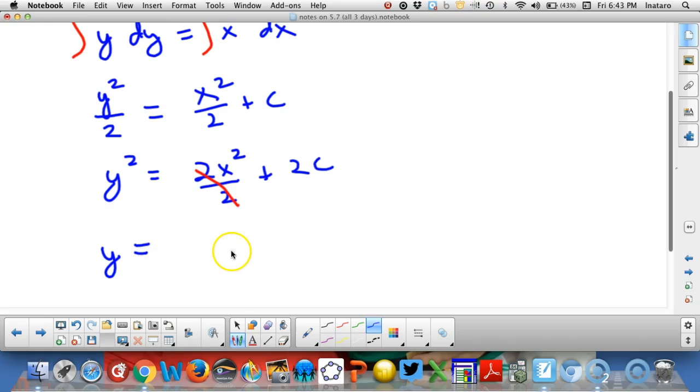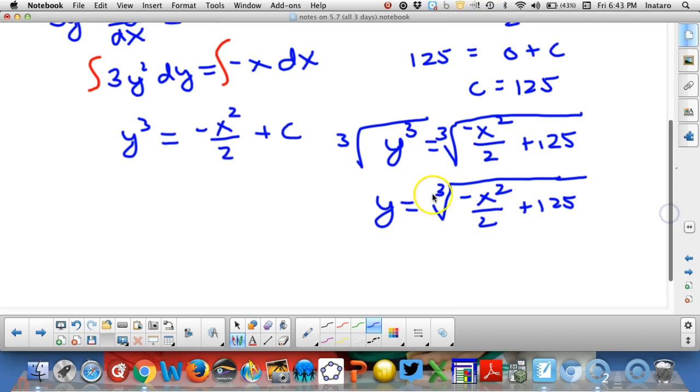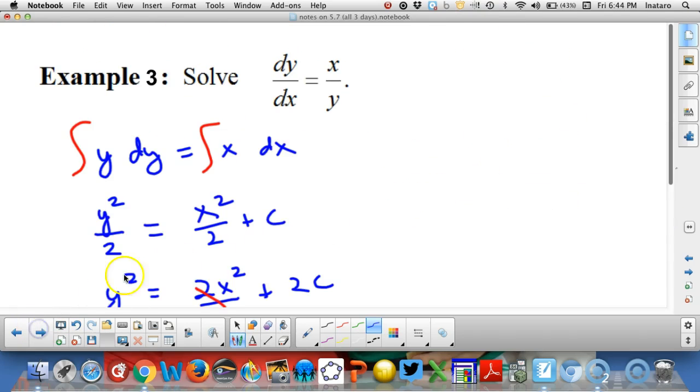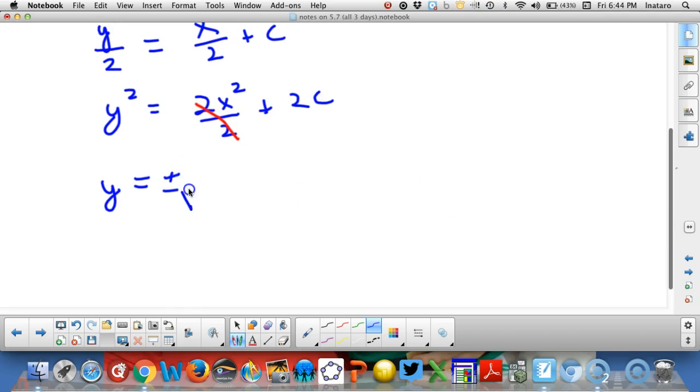But remember, when we take the square root of both sides of an equation, we'll end up having plus or minus if this is a square root. We didn't have that when we had a cube root. There's only one solution. But here we have plus or minus because of the square root. Plus or minus the square root of x squared plus 2c.